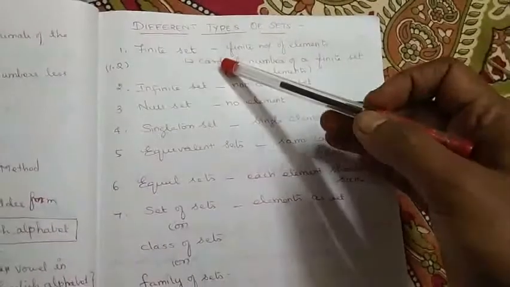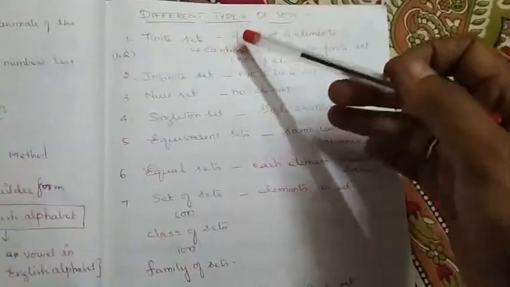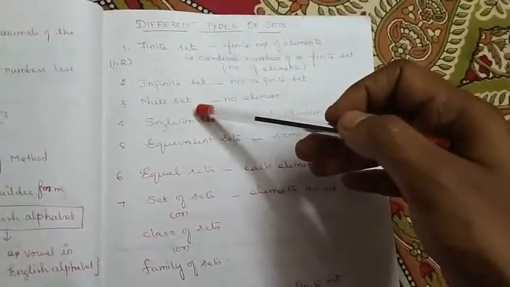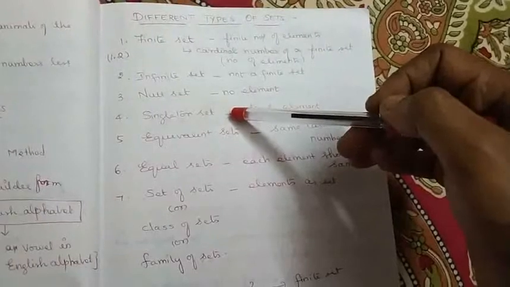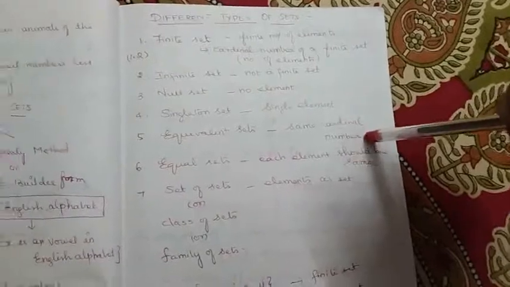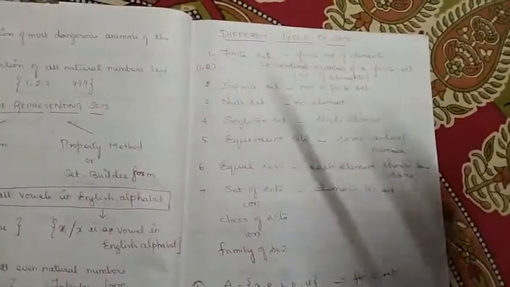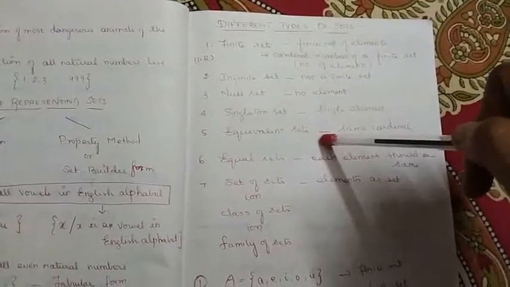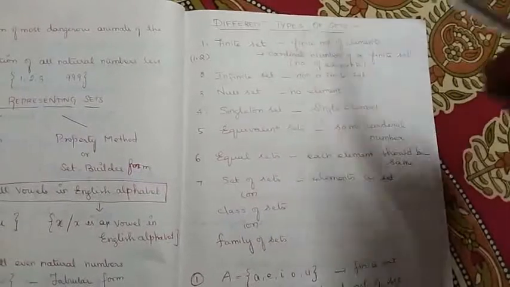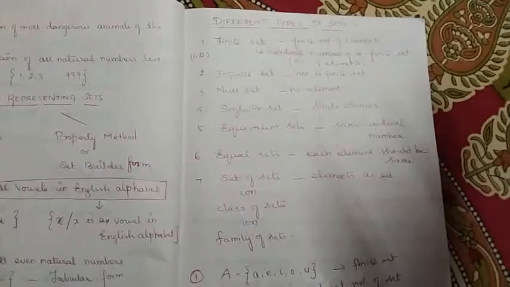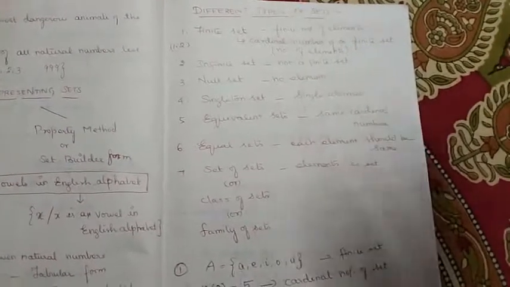Okay, next we have seen different types of sets. Finite set, we know if the number of elements is finite. Infinite set, if the number of elements is not finite. Null set, the set does not have any element. Singleton set, having only one element. Equivalent sets, equivalent means they have the same cardinal number. If two sets have the same number of elements, we will call them equivalent sets. Two sets are said to be equal sets if each element is the same. If all the elements are the same, then it is called an equal set.